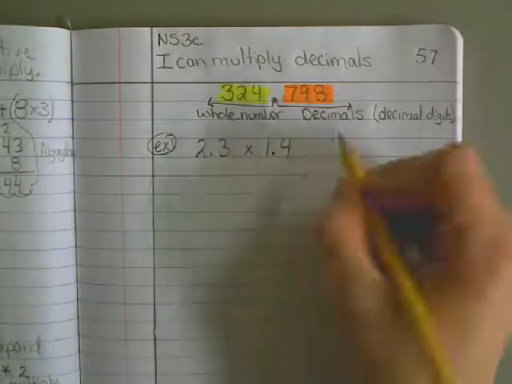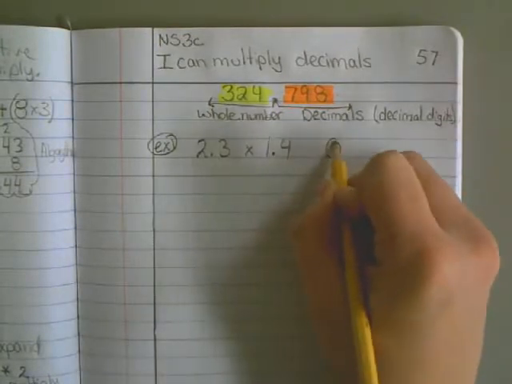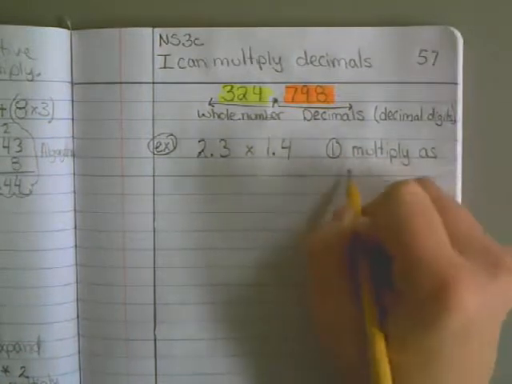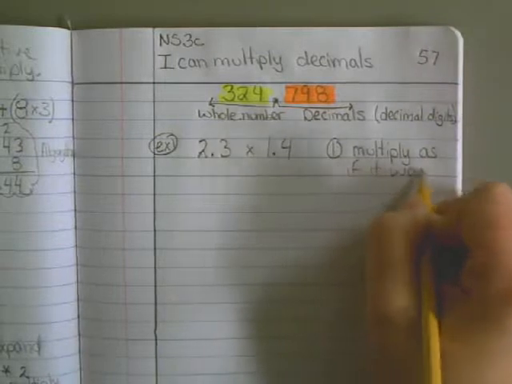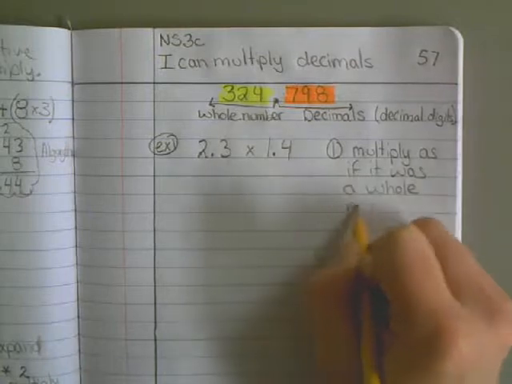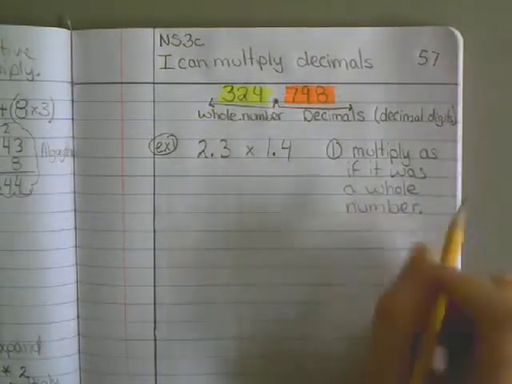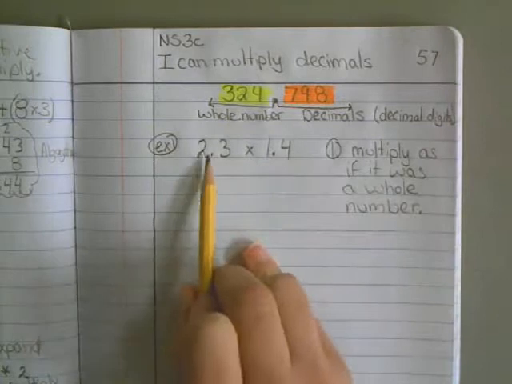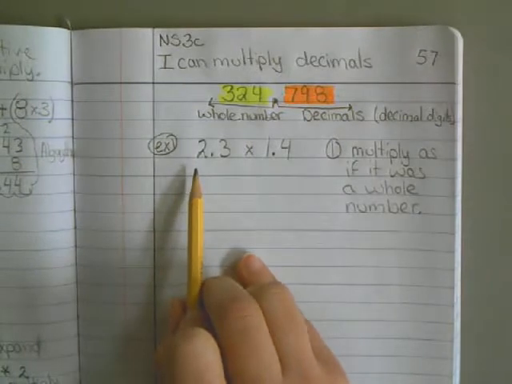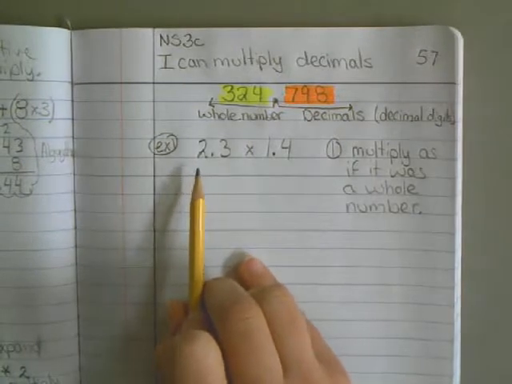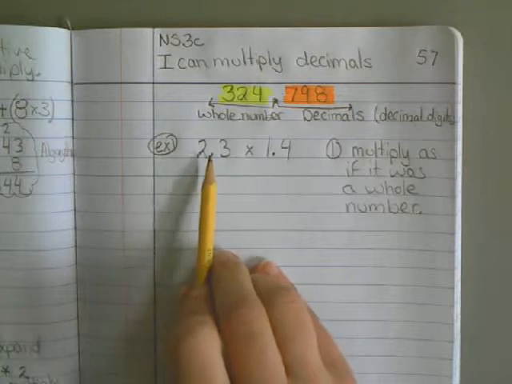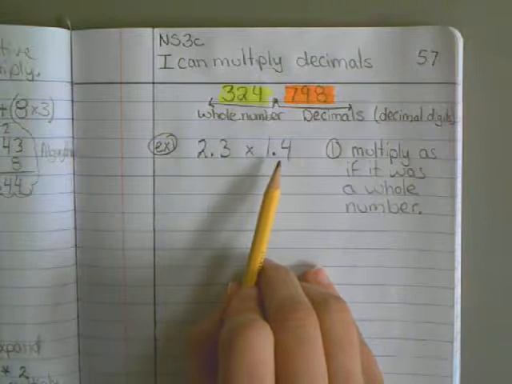The first thing you're going to need to do is multiply as if it was a whole number. Okay? So for a minute, I want you to ignore the decimals. And mathematically, that's not really a math action we do. Ignore the decimals is not any kind of math. What you're actually doing is multiplying the 2 and 3/10 and the 1 and 4/10 by 10. And that makes them whole numbers.